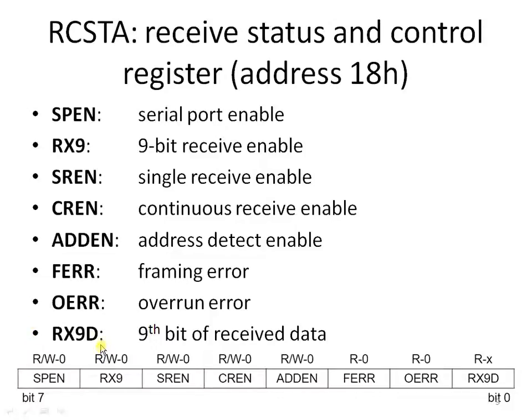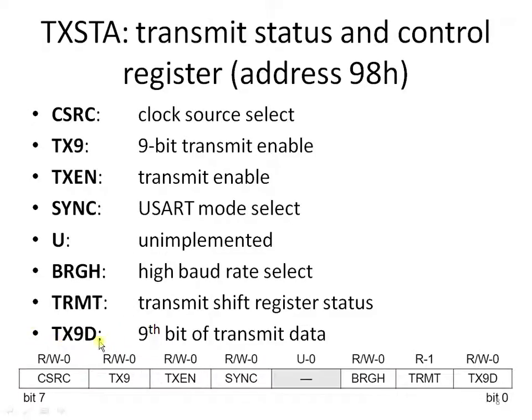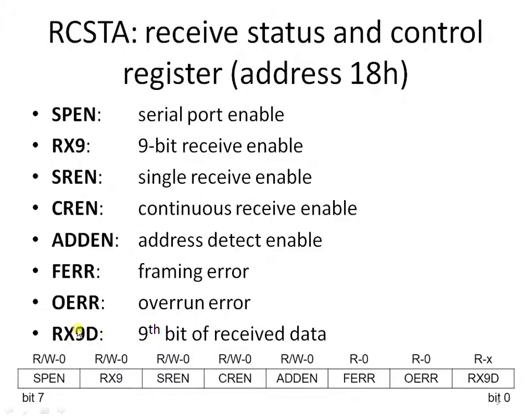Okay, so while transmitting, you have to place the 9th bit into TX9D, and while receiving, the receiver will place this 9th bit into this RX9D bit. Okay, and then you have SREN and CREN. SREN is for single receive enable. So if you want to receive only one single byte of data, then you have to enable this. And if you want to receive continuously until the stop bit is transmitted, then you have to enable this particular bit.